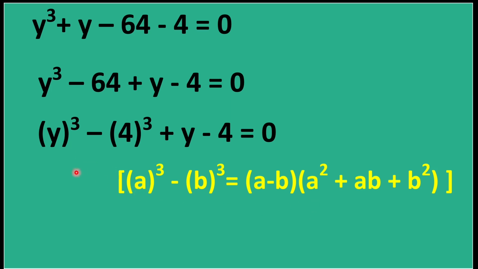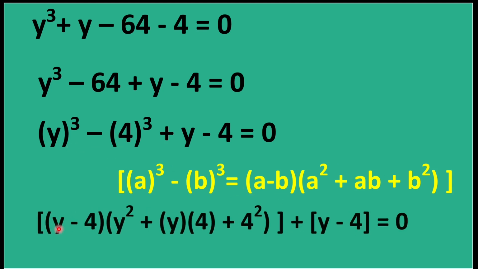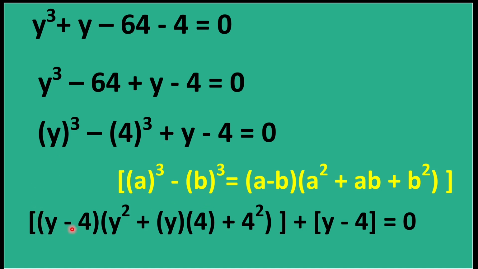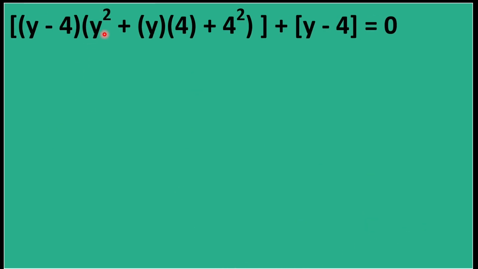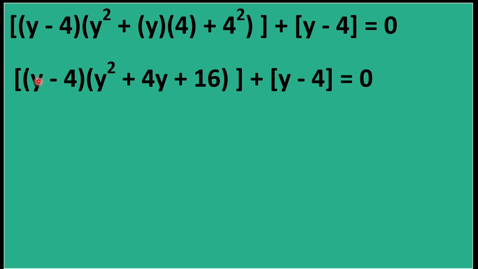So here a equal to y and b equal to 4. So we will expand this part of the question according to this formula. So let's expand it. So this will become a minus b, that is y minus 4, into a square, that is y square, plus ab, that is y into 4, and plus b square, and plus this y minus 4, which is equal to 0. Now this will become y minus 4 into y square, and this will become 4y, and this 4 square equal to 16, and plus y minus 4 equal to 0.